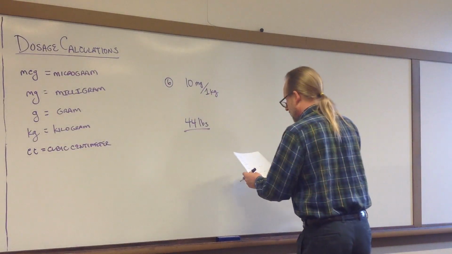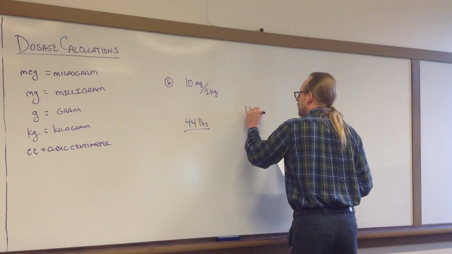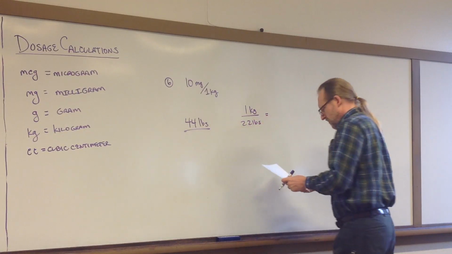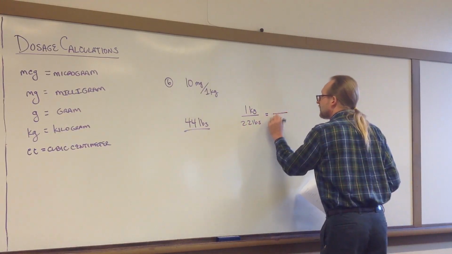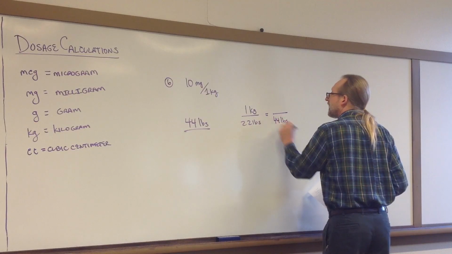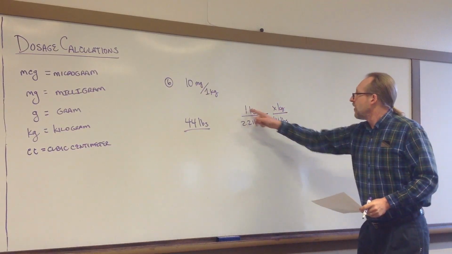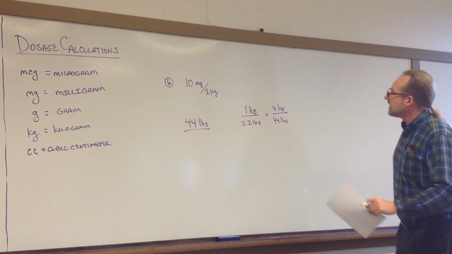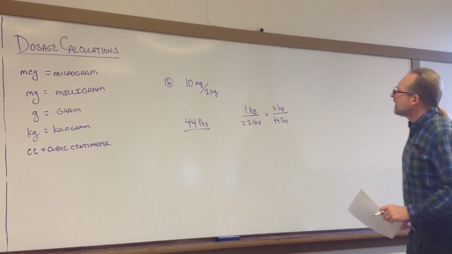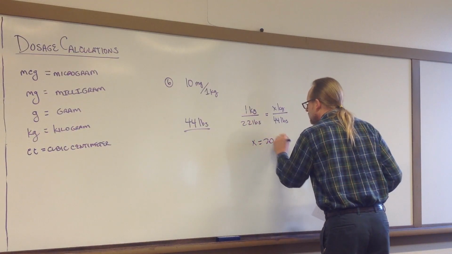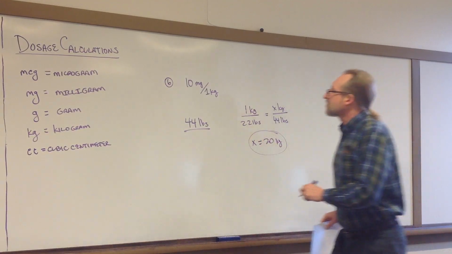From our conversion sheet, we know that 1 kilogram is 2.2 pounds. So if we have 44 pounds, how many kilograms will we have? Well, we've got to do 1 times 44 and then divide by 2.2. And it looks like X should be 20 kilograms.